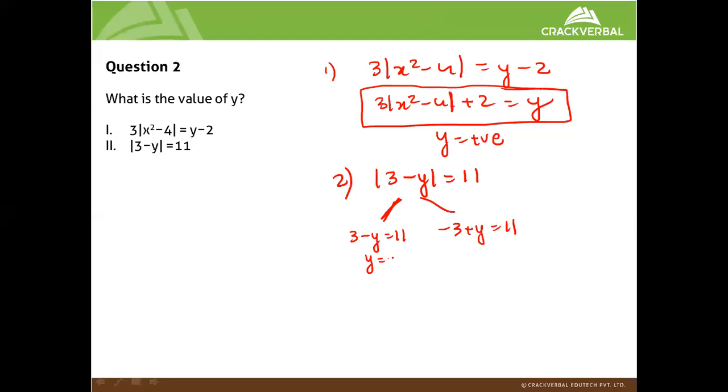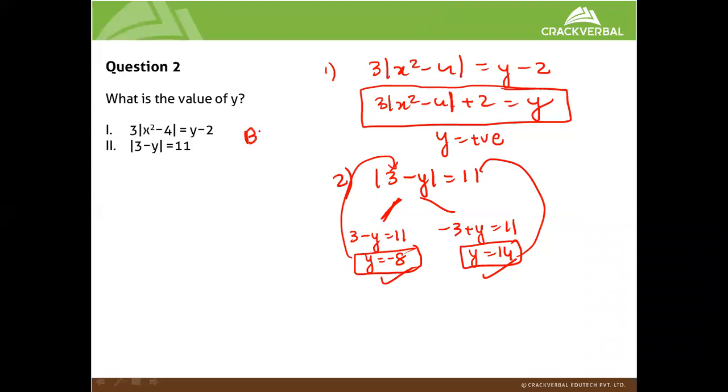So y is going to be equal to minus 8, and y is going to be equal to 14. Both of these values are solutions to this equation, because if I put y is minus 8, I'll still get 11. If I put y is equal to 14, I'm going to still get the output to be 11. So the second statement also doesn't give me one definite value for y. So the second is also insufficient, right?